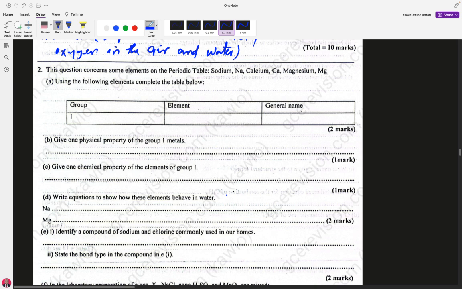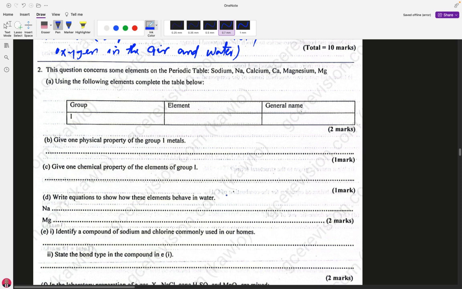Question number 2 says, this question concerns some elements on the periodic table. We have sodium, we have calcium, we have magnesium. Using the following elements, complete the table below. Now, give one physical property of group 1 metals.